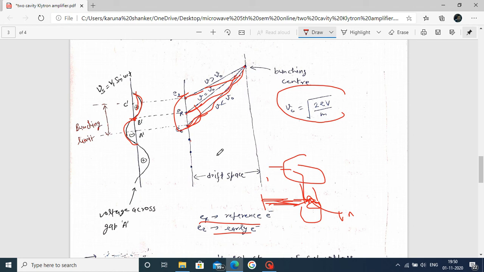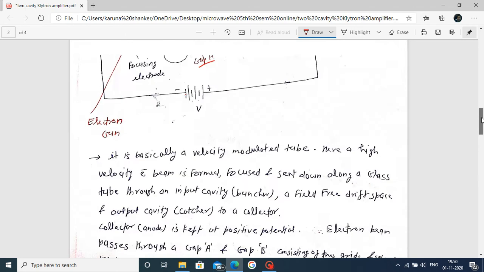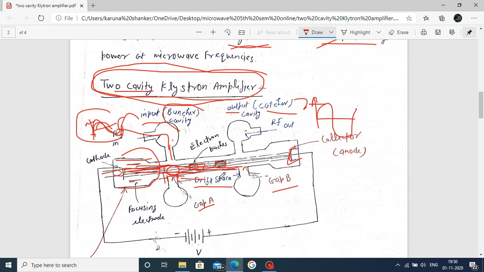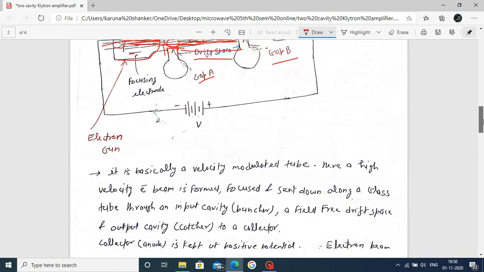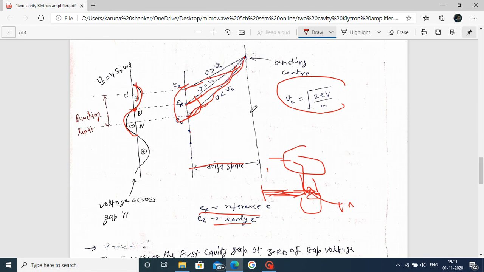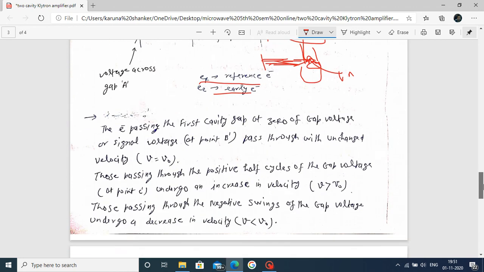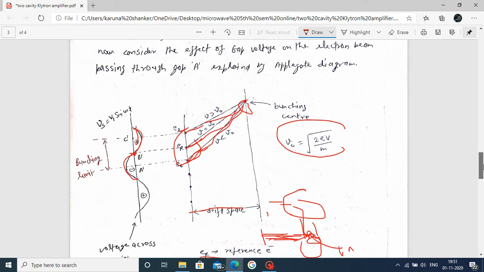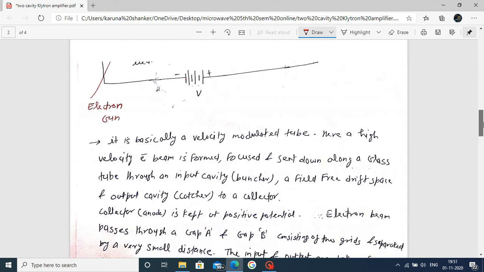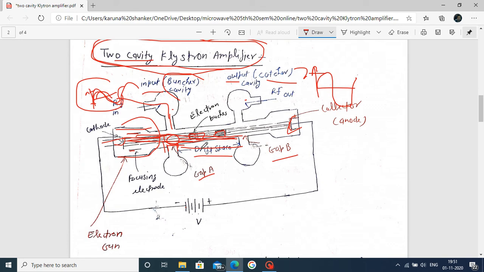Now this bunch is formed in the drift space. This is the drift space. We observe the distance between the first cavity and the second cavity; this is the drift space. This is the formation of electrons as bunches in the drift space. Now this is the operation of your two cavity klystron. By this bunching process, the electrons form bunches present in the drift space. Now this moves towards your second cavity.